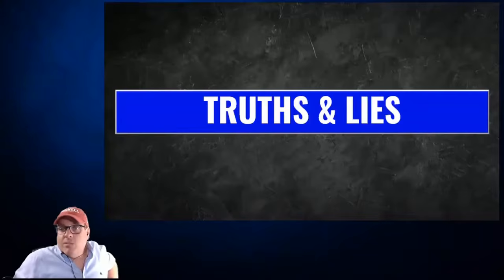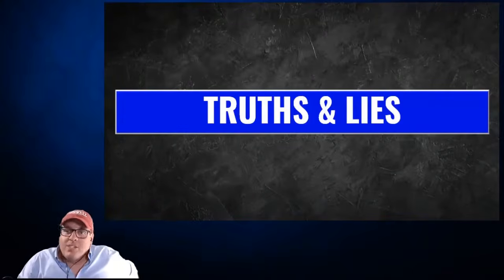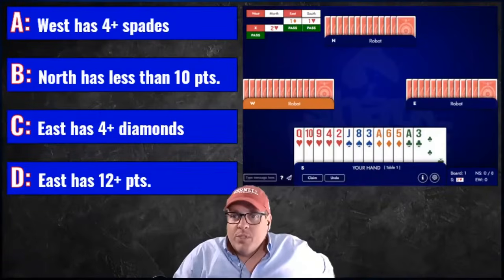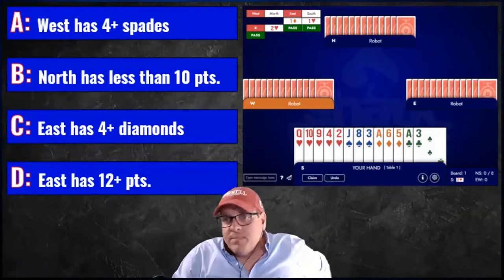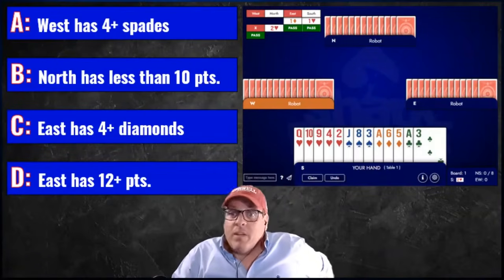But right now we're going to play a new game. And it's going to be called Truths and Lies. What I am going to do is I am going to give you a hand, which you can see right above me here. And I'm going to give you some statements about this hand, right? The ones you can see here are right above me, labeled A, B, C, and D, right?